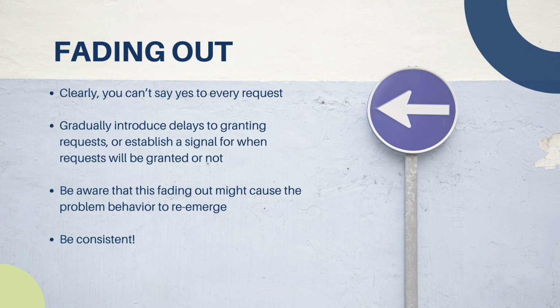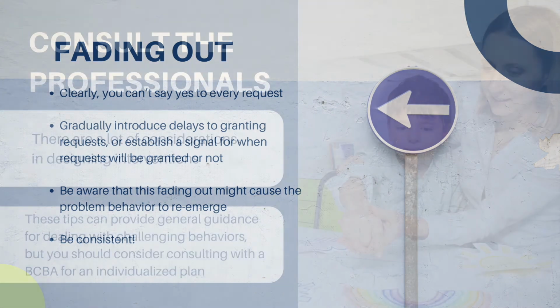Clearly, we can't always say yes. It's important that during the initial stages of functional communication training intervention, we consistently reinforce the communication response until it becomes well established. Gradually fading how often you reinforce communication comes later. It's likely that when you start to introduce the occasional no into the mix, you'll probably see a resurgence of the problem behavior. Be prepared for it and be consistent.